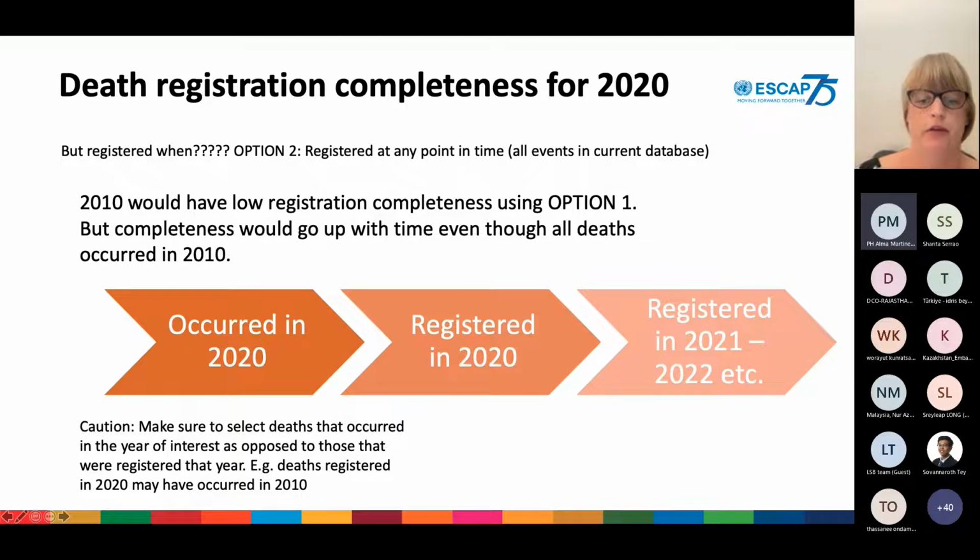I'm putting a little note of caution here. This applies to all these different options and ways of looking at things. Just make sure when you're pulling your data and examining it that you're looking at the year the death occurred, as opposed to the year the death was registered. Sometimes it's easy to accidentally pull the wrong variable from your database. So make sure you're looking at the year of occurrence.